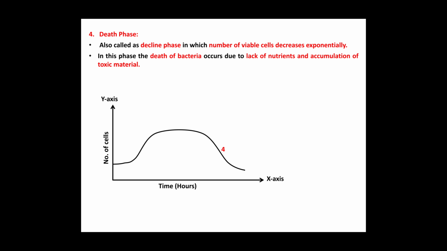Every bacterium has to go through these 4 phases, and the length of all 4 phases depends on the culture media, the species we are inoculating, the environmental conditions and the physico-chemical factors. These are the factors which affect the growth of bacteria.